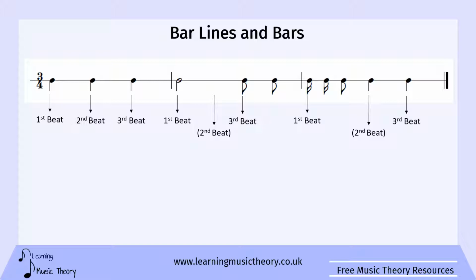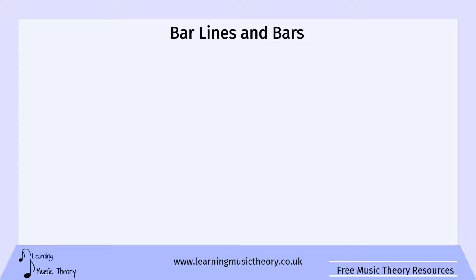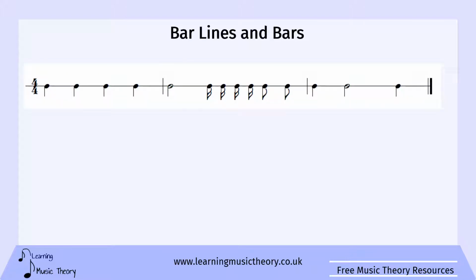And now we're going to look at an extract in 4/4 time. So here's the next extract. Once again, the time signature is at the start of the music. It is 4/4 time, which means 4 crotchet beats per bar. The first note is, as always, the first beat of the bar.